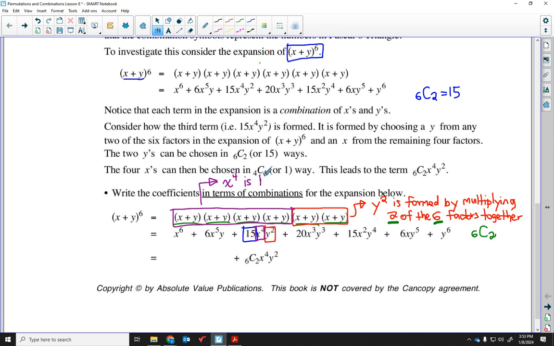It is formed by multiplying, okay, well, you no longer have 6 of the factors. We've used 2 of them to form the y squared term. So it'll be formed by multiplying 4 of the remaining 4 factors together.